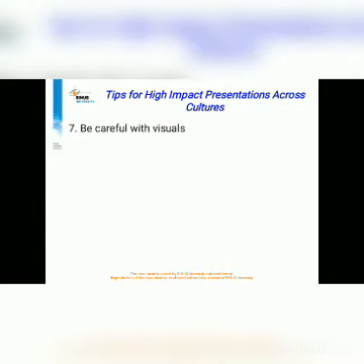Seventh, be careful with visuals. Your graphics should be free of any culturally inappropriate images. Be careful with some colors. For example, red is a high energy color used for a warning. However, it is acceptable in China.